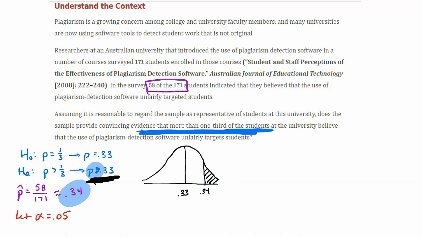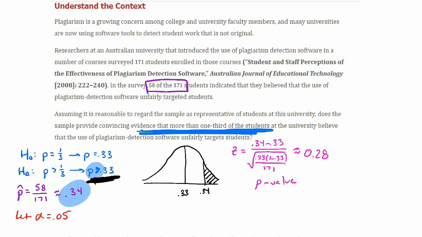So again, in terms of the math, the z-score would be sample minus hypothesized over standard deviation using hypothesized. And what was the sample size? 171. And we get a z-score of about 0.28 back. Okay, that's not too far away in terms of standard deviations. That's a little more than a quarter standard deviation above the mean.